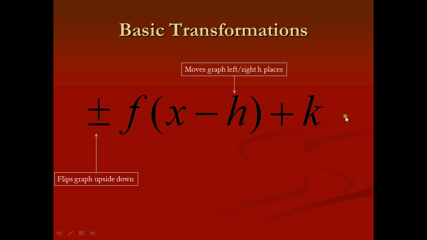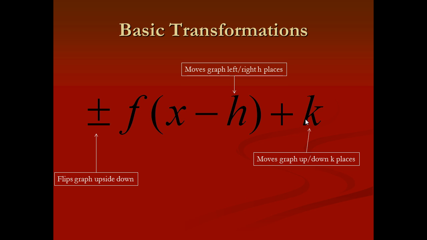And then if you tack on a plus or minus some number on the end of your equation, after everything else is said and done, that moves you up or down however far k is. And since that's a plus k, that does move the way it's supposed to. A plus 5 would be up 5, and a minus 5 would be down 5.